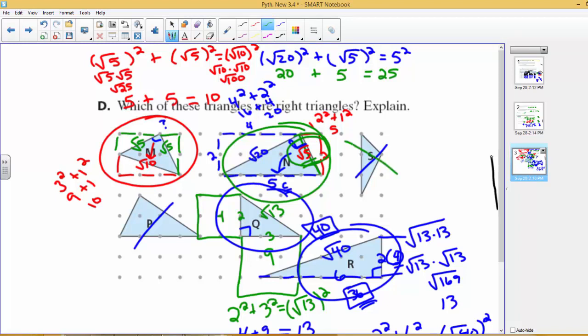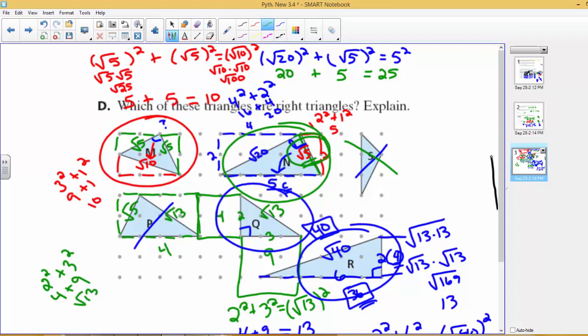Let's say you think P might be. Well, we already know that a 2 by 1 is the square root of 5. And we already see that this is 1, 2, 3, 4. And then this is a 2 by 3. So 2 squared plus 3 squared is 4 plus 9. That's the square root of 13.